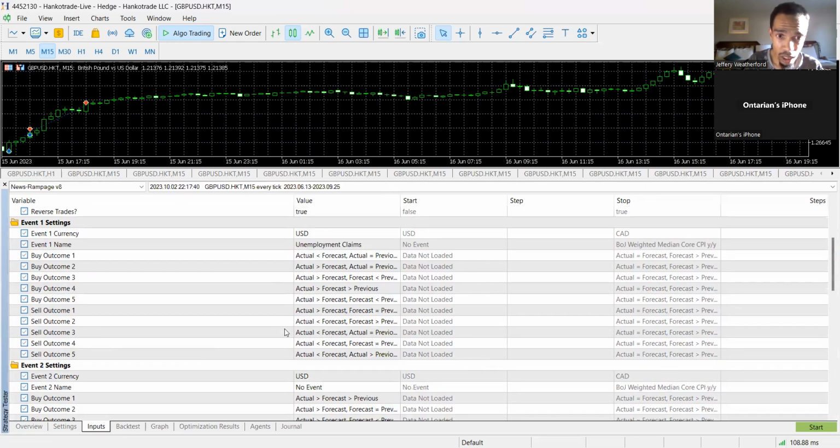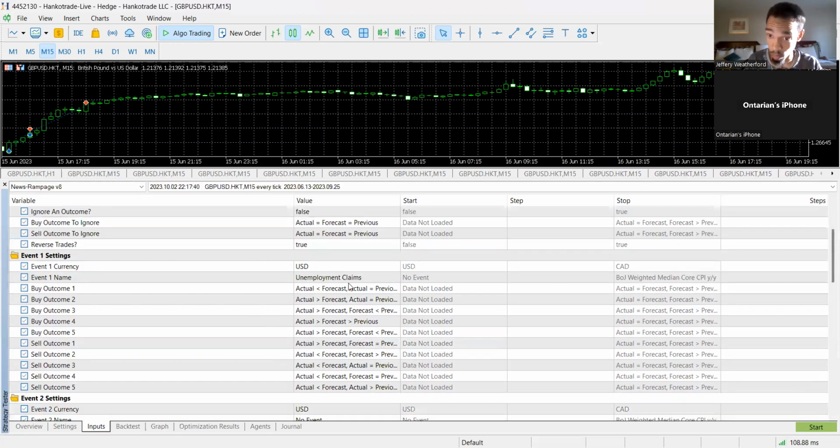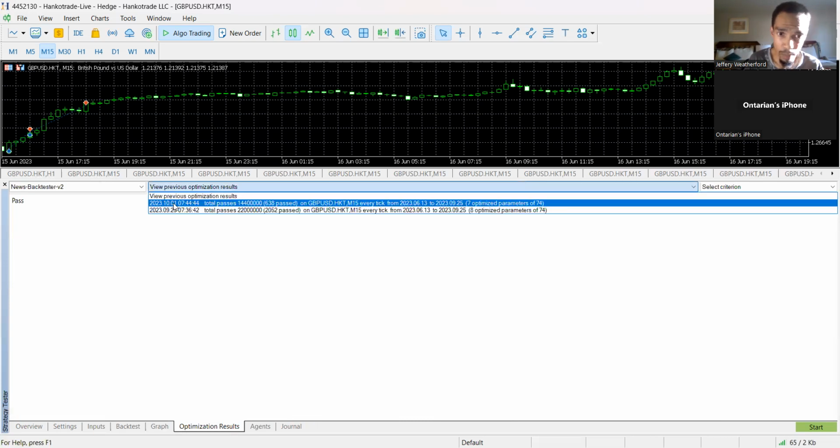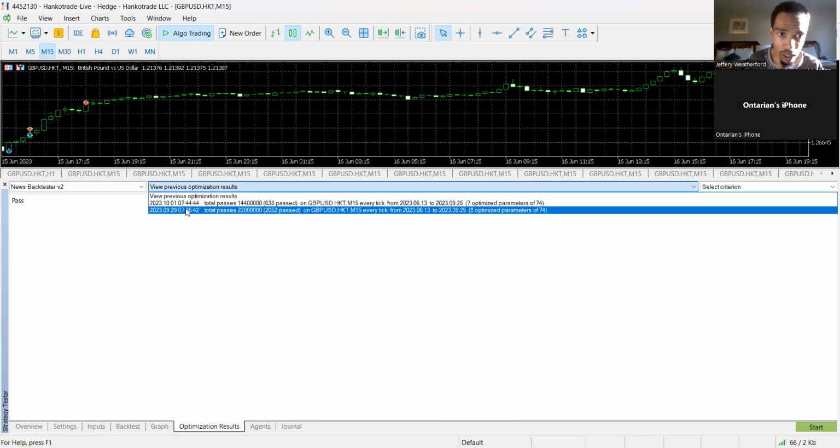The reason I'm choosing this event, unemployment claims, is because it is a weekly recurring event. So every week there are results based on this event. And to capitalize off those events, I have machine tested these results. So I ran about 700 hours of tests. Let me see, GBP USD.